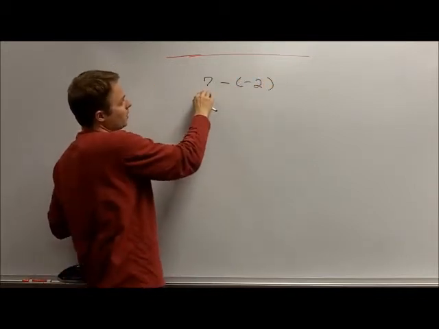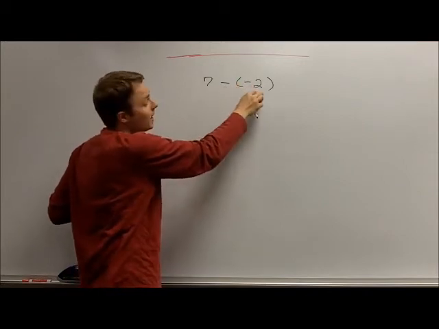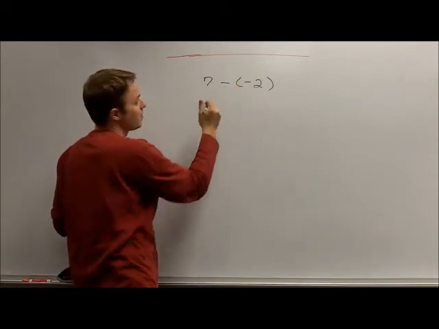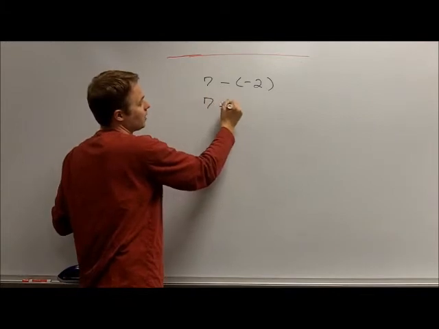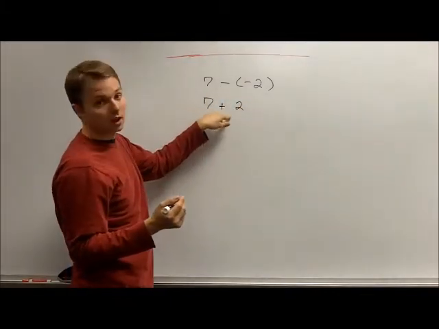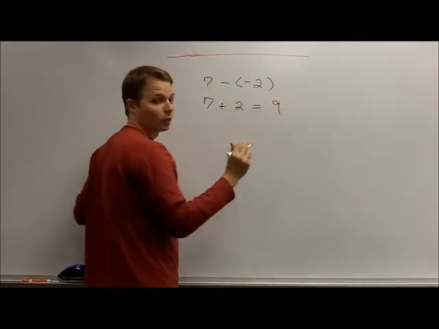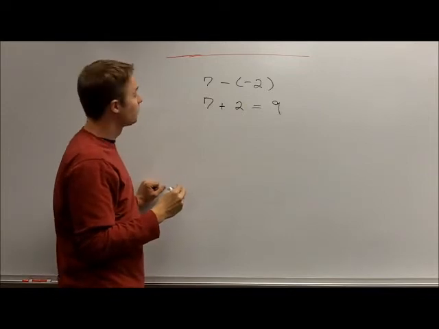So, for example, 7 minus a negative 2. Anytime we subtract a negative number, this is going to be the same thing as adding the positive version of that number. So 7 minus negative 2 will become 7 plus a positive 2, which in this case is just regular addition. We know that's 9.